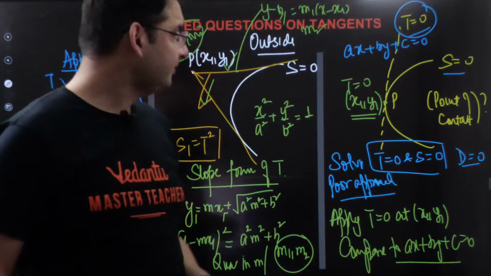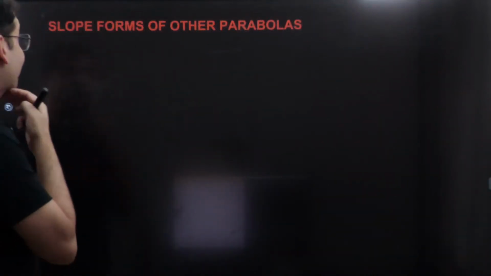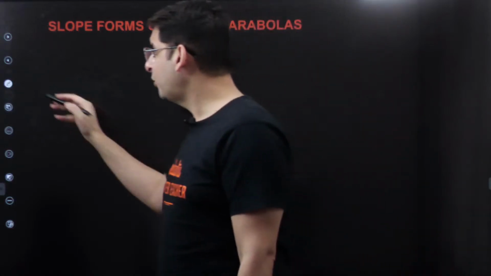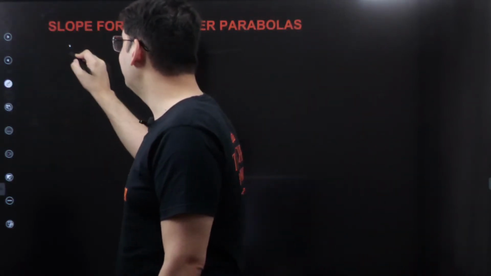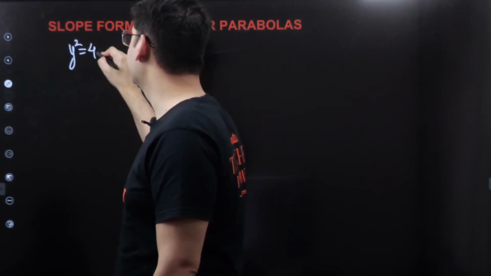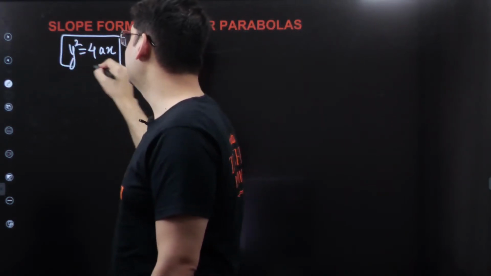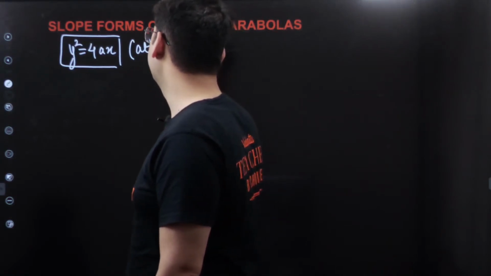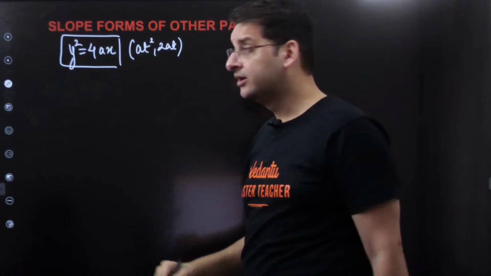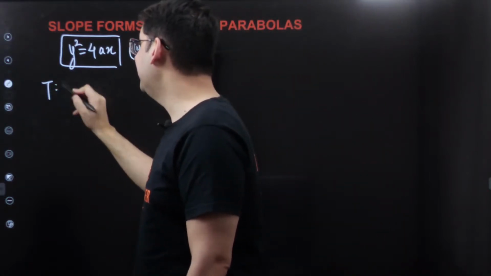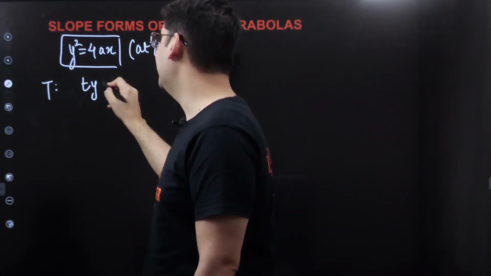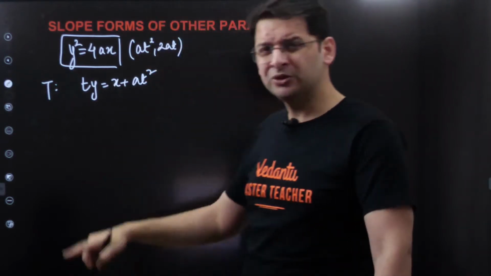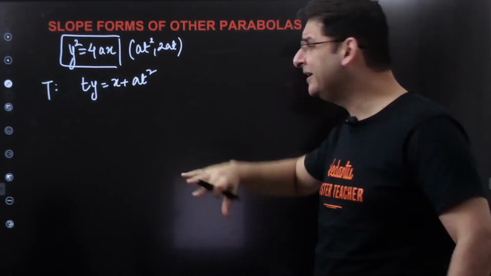Okay. Now, slope forms of the other parabolas. Now, this is again very important. What does this mean? Basically, we have done y square is equal to 4ax. The point is at square comma 2at. The tangent parametric form is ty is equal to x plus at square. We know this. Also, we know the slope form. So how do we derive the slope form?